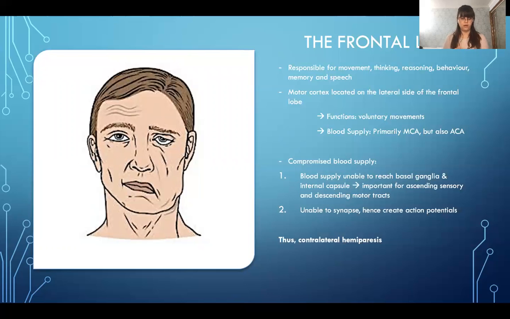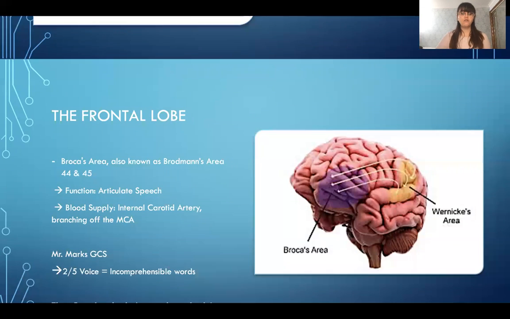important for motor control, and the internal capsule, which contains ascending sensory and descending motor tracts from the cerebral cortex that relays messages to and from the face and body. Thus, the neurons within the ischemic core are unable to synapse action potentials to the descending pathway successfully, which results in contralateral hemiparalysis to the right side of the face and body, causing facial droop and muscle weakness, which is displayed in Mr. Marks.